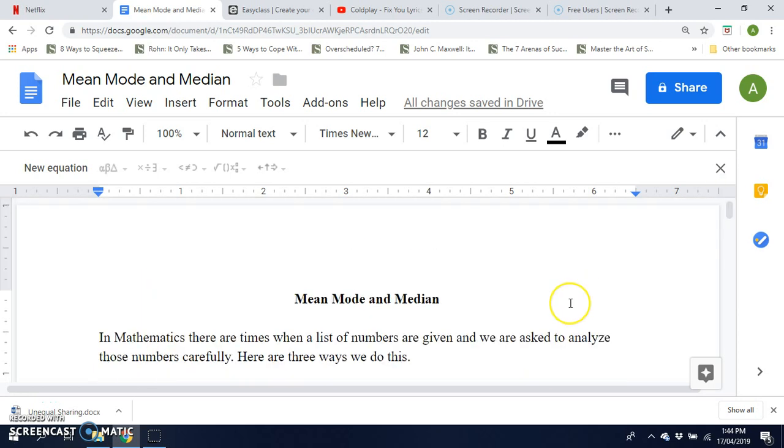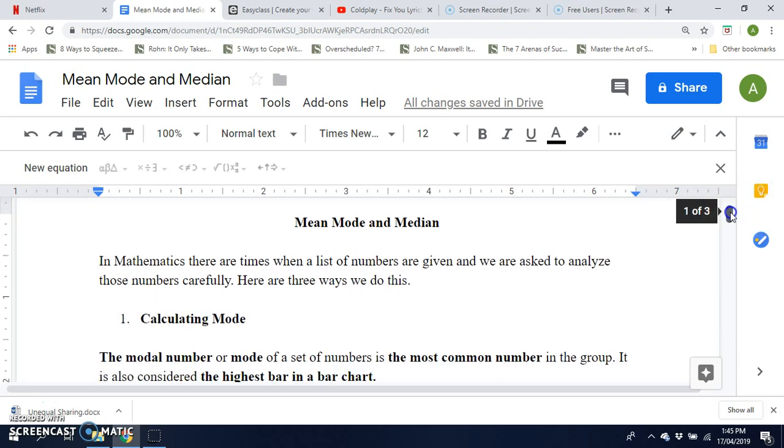Good morning, everyone. Again, I am looking at three simple topics in mathematics here. We have mean, mode, and median. Mean, mode, and median are basically three ways of what we call analyzing, or when you are given a list of numbers, looking at those numbers and seeing what are some common things that you can figure out in those numbers. They are very simple topics. I just need you to follow carefully as to what I am saying.